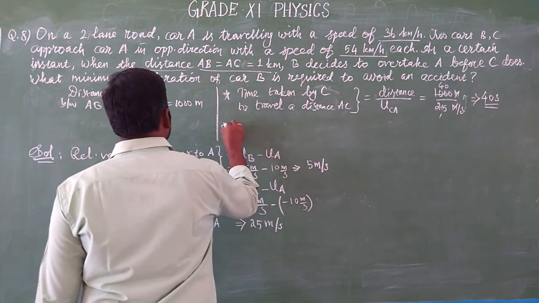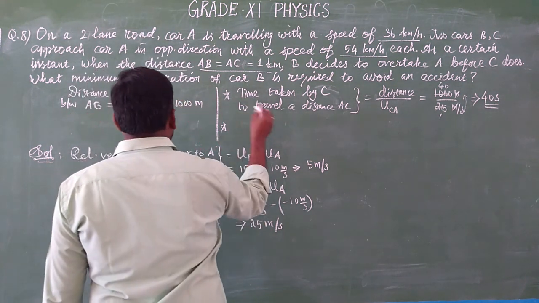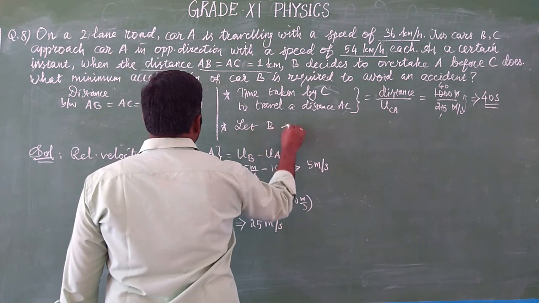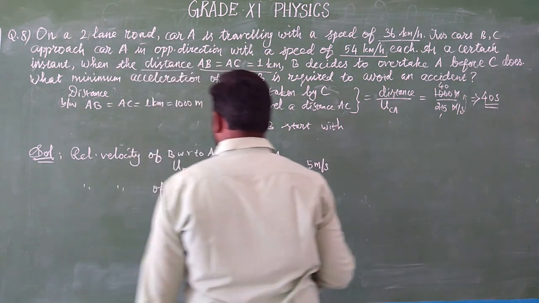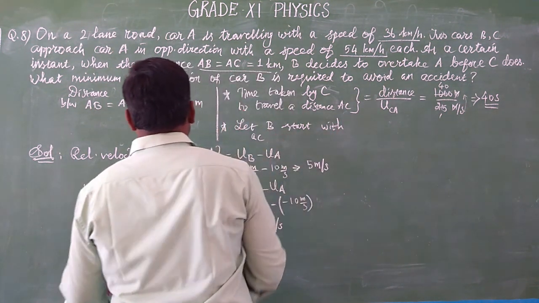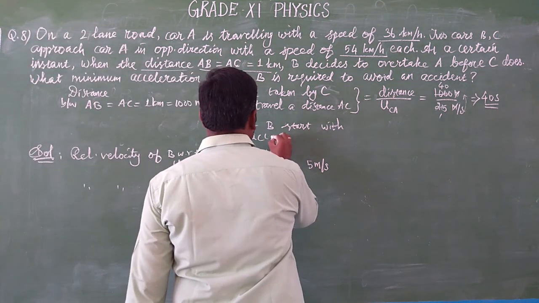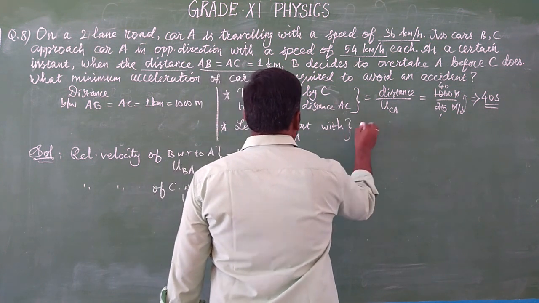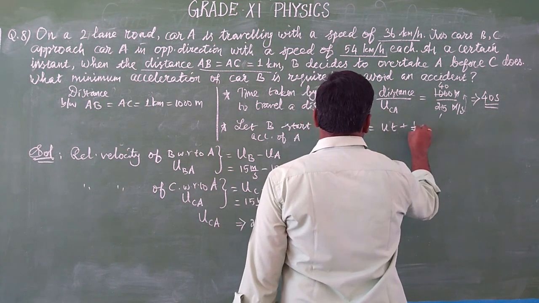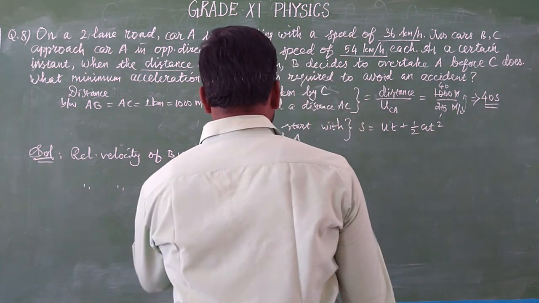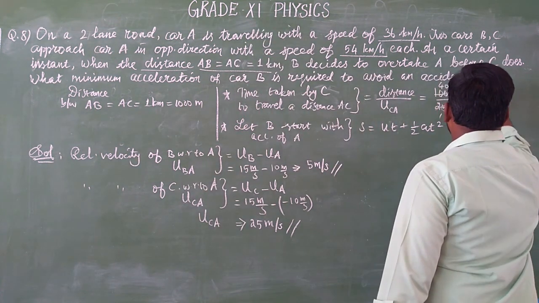Similarly, in another step, we want to find, okay, now only the condition starts. Let car B start with an acceleration of a. Then what would be the distance? Then distance is equal to ut plus half at square, no? So we found both also. This is the separate relative velocity. This is the time taken.